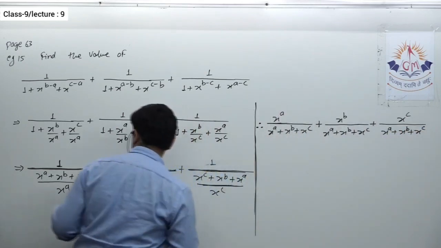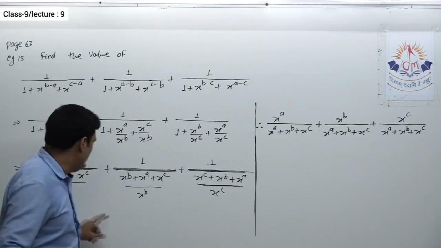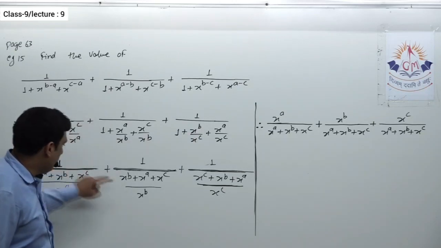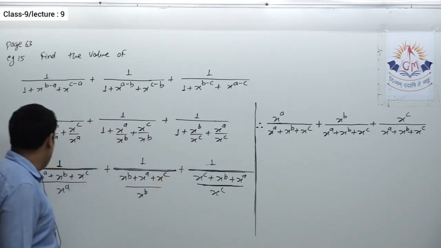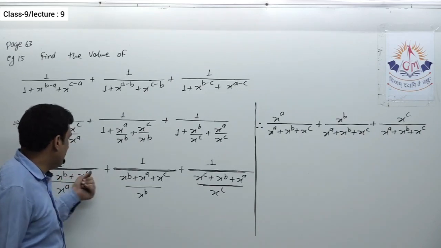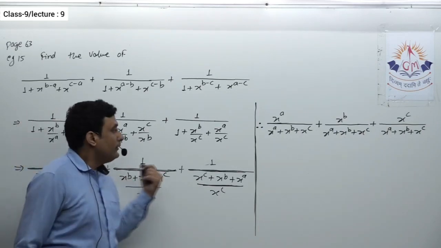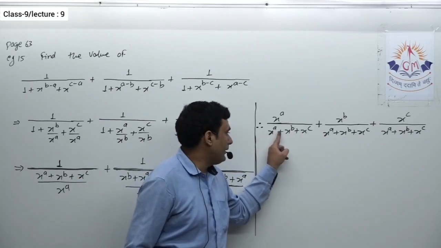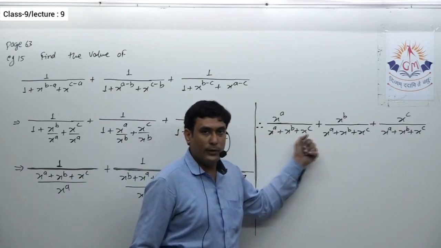Okay, here I did two things altogether. First, I took this in the numerator in these three, as well as I wrote these three terms in the powers in a different order. That means in the same order, x raised to a, x raised to b, x raised to c.